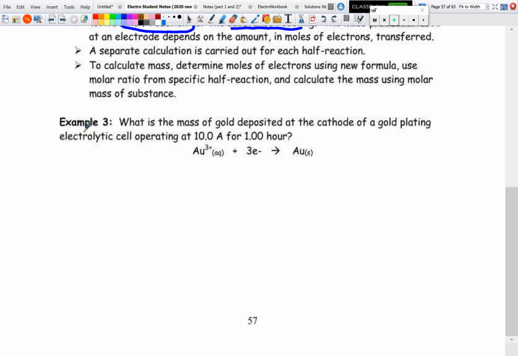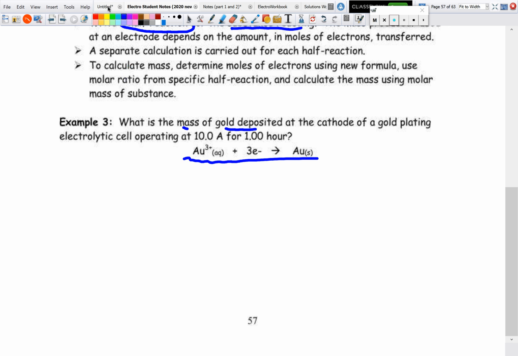Let's look at example 3 here, where we're going to apply our 4-step method for stoichiometry. It says, what mass of gold is deposited at the cathode of a gold plating electrolytic cell operating at 10 amps for 1 hour? We'll notice our equation is already given to us right here.